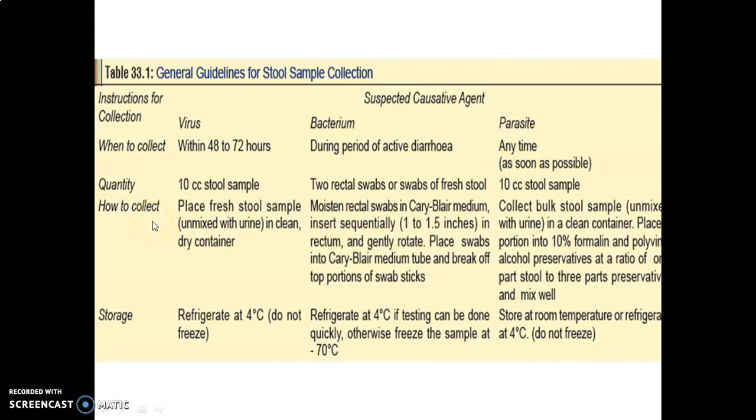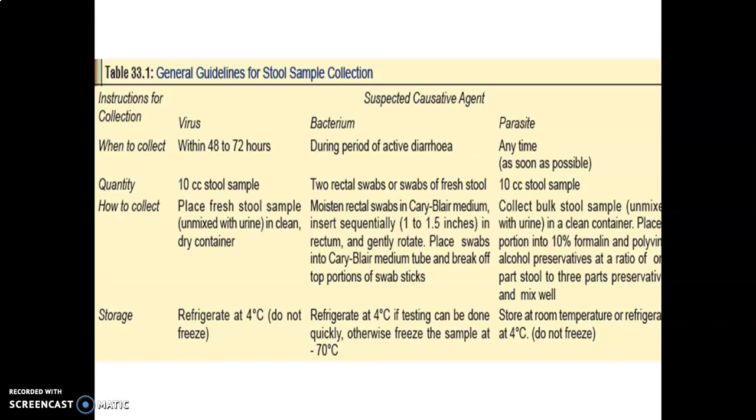Then let us see how much quantity of sample should be taken. 10 cc of stool sample should be taken. It should be a fresh stool sample placed in a clean, dry container, unmixed with urine. Coming to bacteria, 2 rectal swabs of fresh, moist stool can be taken.